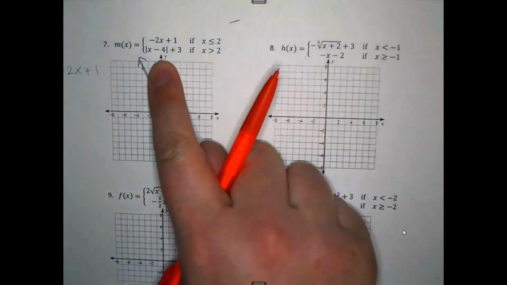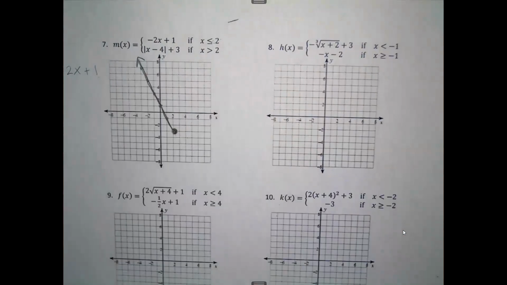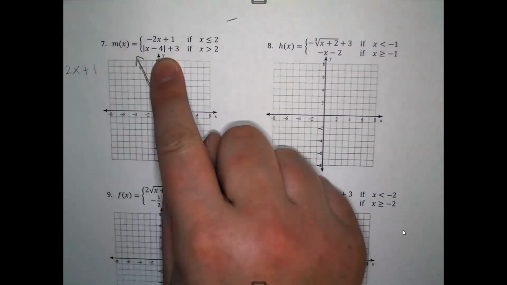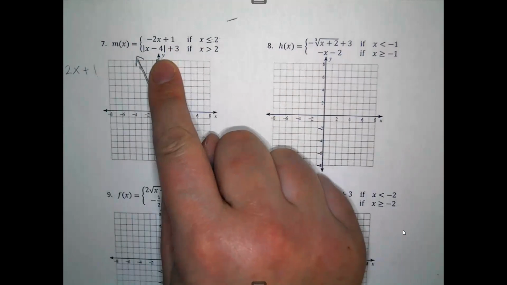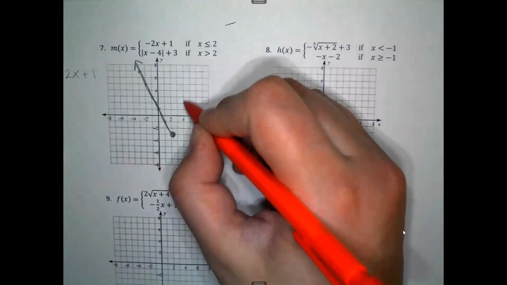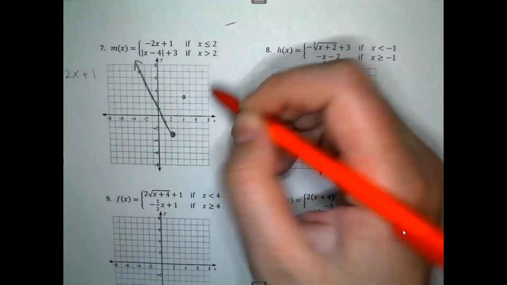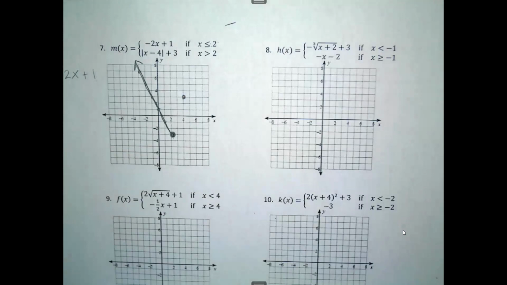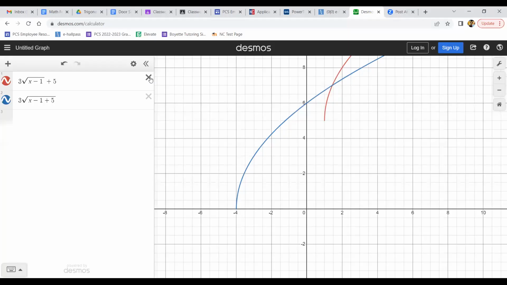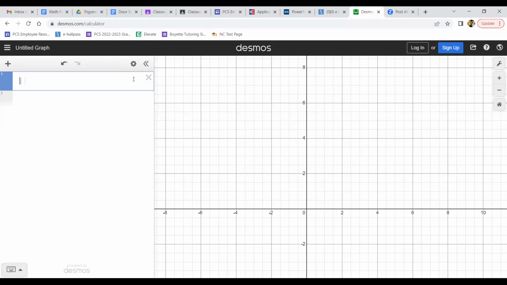Now let's do the absolute value graph. So what's the locator point for the absolute value graph? You're close. 4 and 3. So +4, +3. Okay. Oh, Caitlin. Hey. All right, so we're going to go to +4, +3. Absolute value graph.